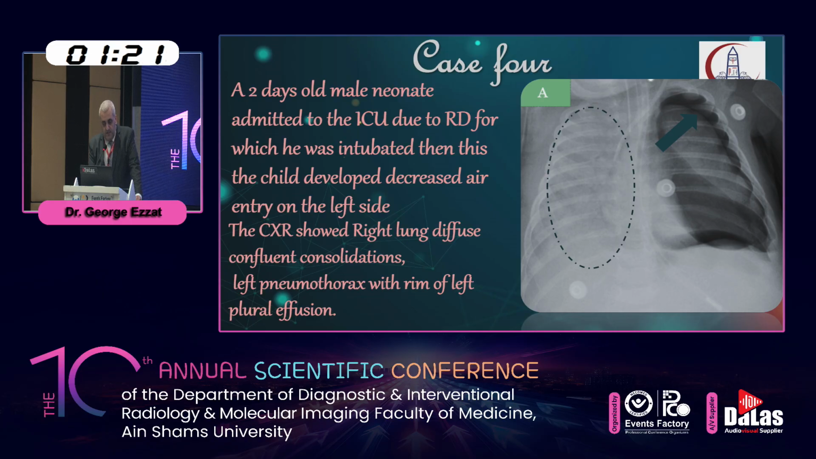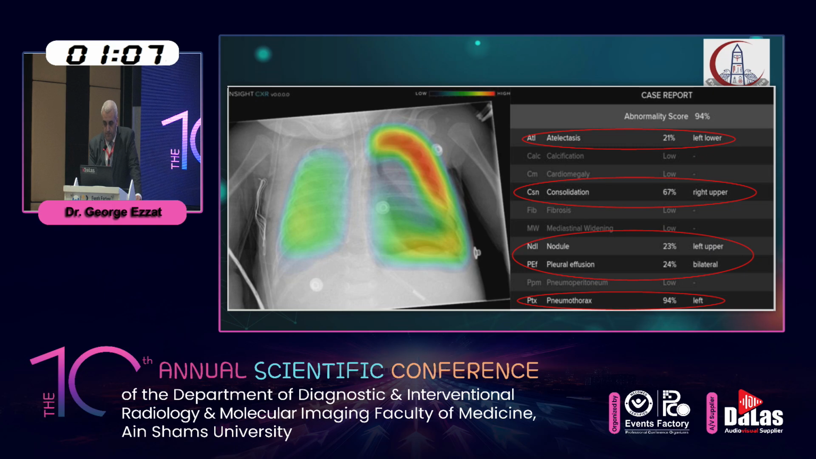In this case, there is a 2-year-old male neonate admitted to ICU due to respiratory distress, for which he was intubated, and the child developed decreased air entry. We can see that there is a right lung diffuse confluent consolidation, left pneumothorax, and a rim of left pleural effusion.